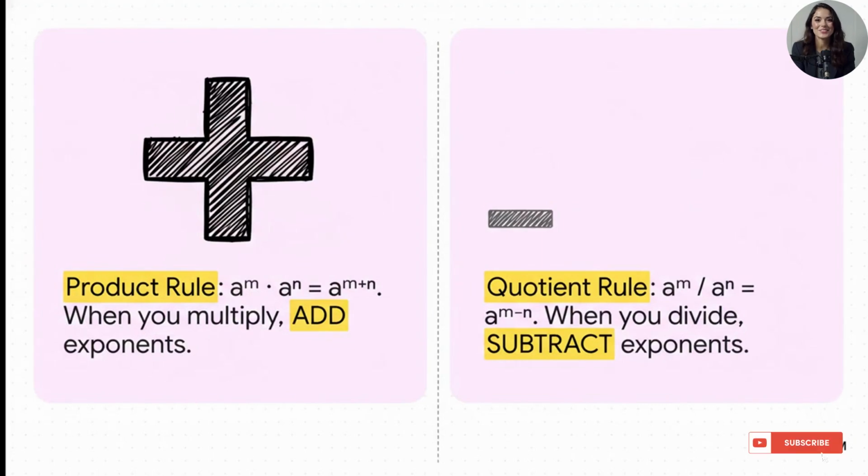Okay, let's start with the 2 most common ones. They're basically perfect opposites of each other. When you multiply terms that have the same base, you just add the exponents together. And when you divide them, you guessed it, you subtract the exponents.